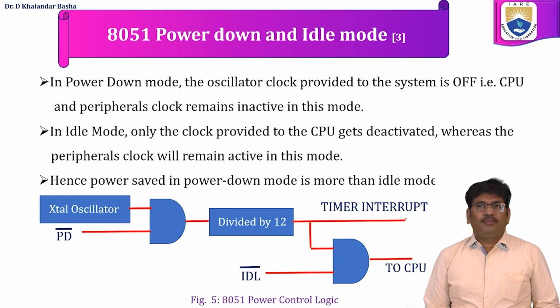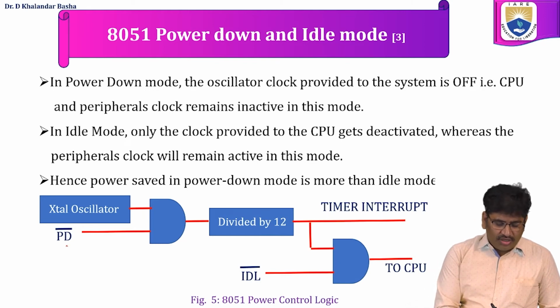In power down mode, the oscillator clock provided by the system is off, that is, the CPU and peripherals clock remain inactive in this mode. In idle mode, only the clock pulses provided to the CPU get deactivated, whereas the peripherals clock will remain active in this mode. Hence, power saving in power down mode is more than idle mode. Now we will see how it will function.